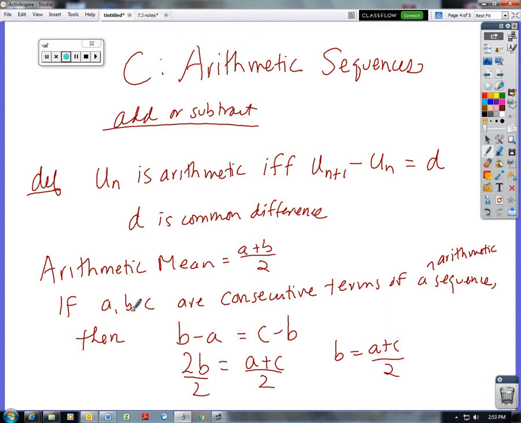And if you look in the list here, that means that b is the mean of the two numbers on either side of it. Isn't that cool? This is super important. Remember this. It's going to come in handy.